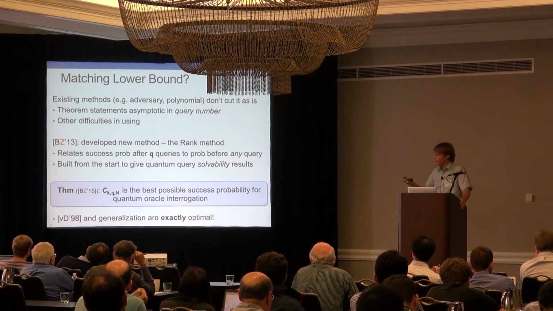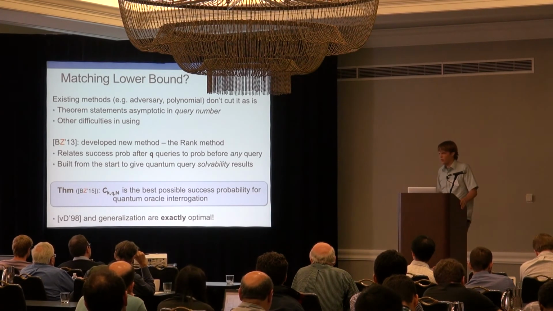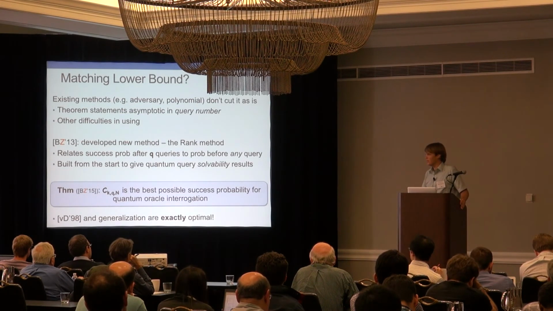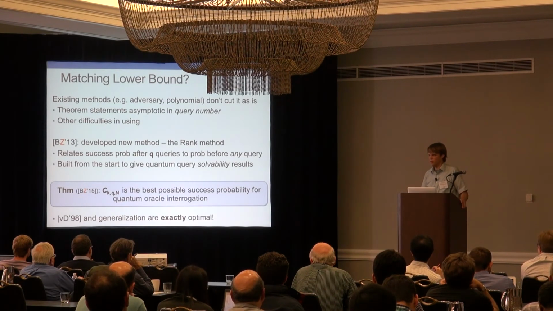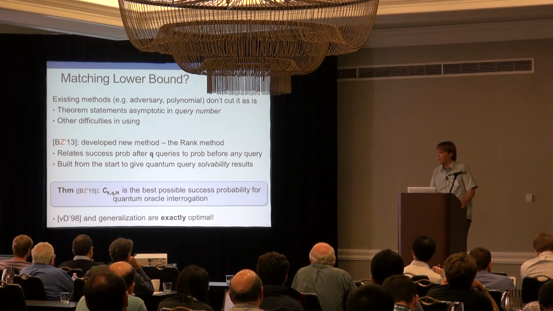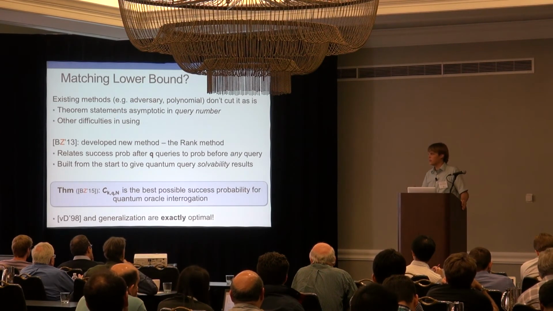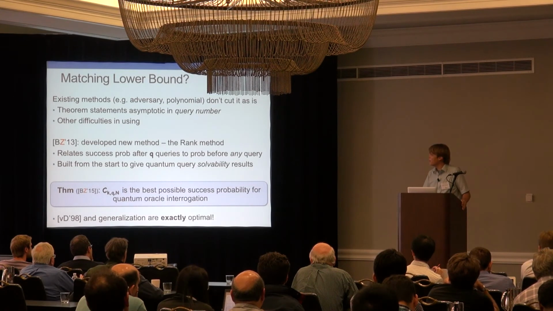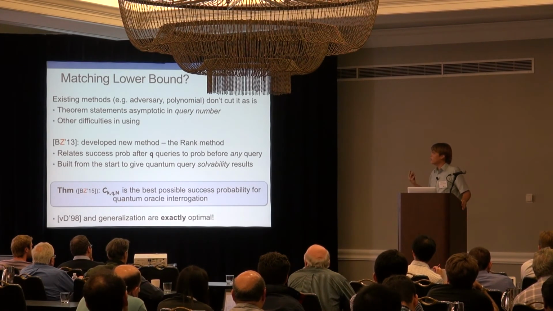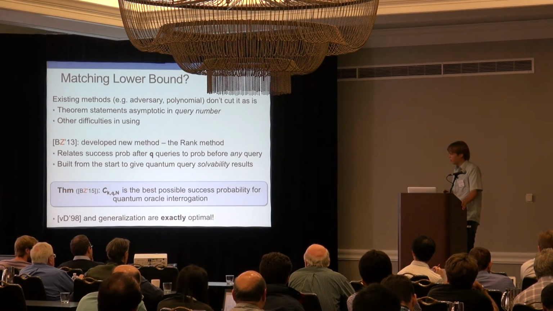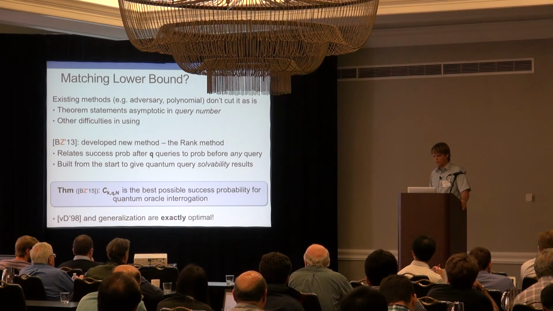I just want to remark that even though we developed a new method, it apparently wasn't actually necessary. Some other people after us were able to reprove the same result using some generalization of the polynomial method. But the problem for someone in crypto who isn't necessarily an expert in all these existing methods is just that they were hard to use in this setting, one of the reasons being that they are asymptotic in the query number.